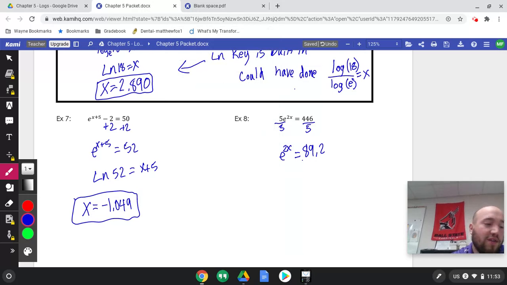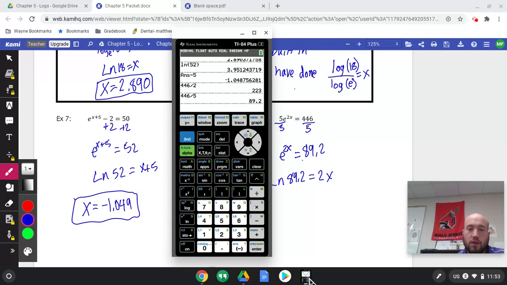Now, even though we have a decimal, it's the same exact approach. Because it's e to the 2x, we can just write the ln of that 89.2. That will equal 2x. So we're going to use ln of 89.2, close that parentheses, hit enter. Then we have to divide that answer by 2, and I get 2.245 as my answer.